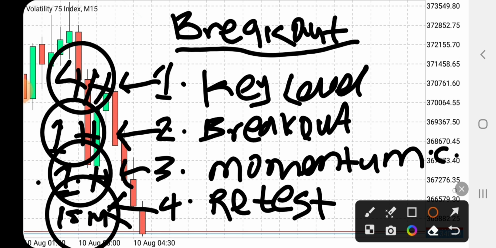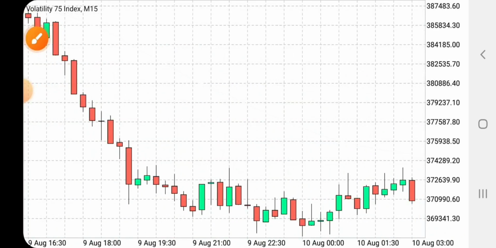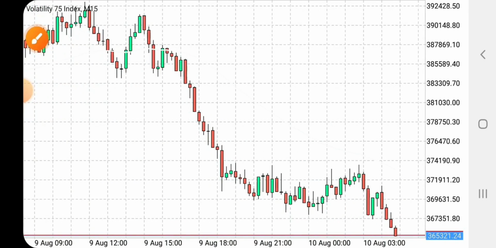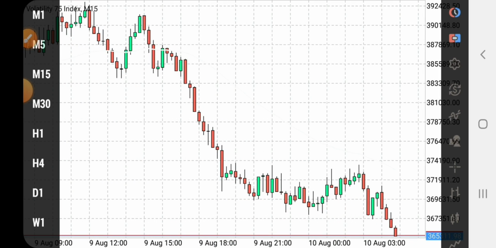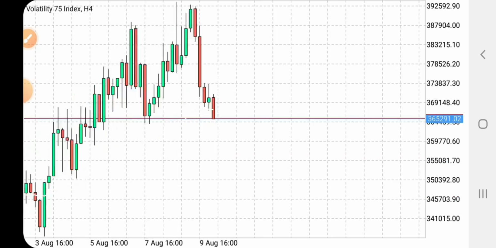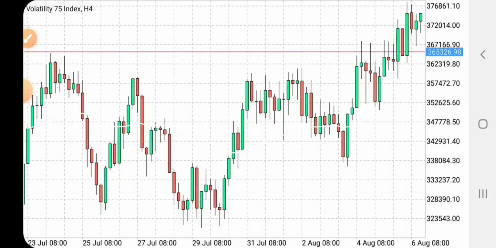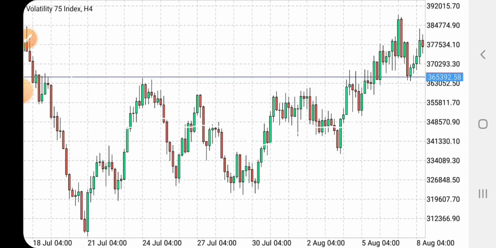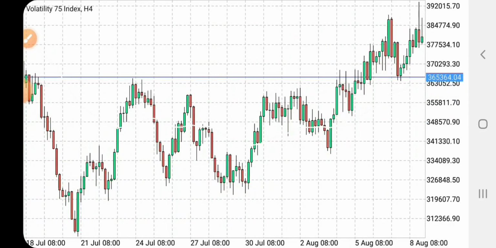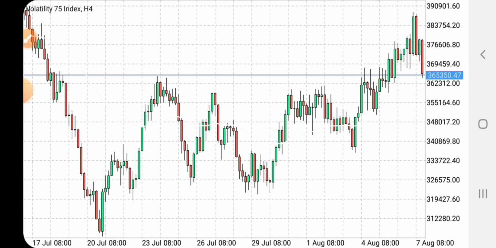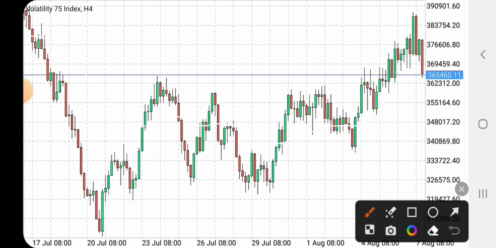All right, so if you look right here, this is 15 minutes time frame, this is VS75. So I'll simply go up to 4 hours. Based on our rules, we are going to be looking for the key level on 4 hours time frame. So let me just give you an instance. If you look here, we have a level here, we have a level here, we also have a level here.